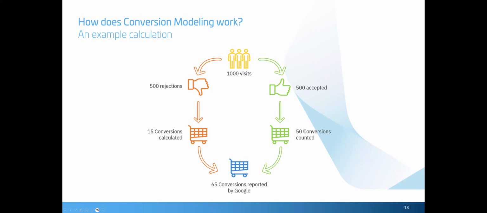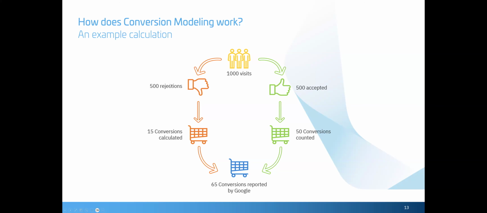These 500 accepted will do 50 conversions, and Google will track these 50 conversions. Google knows that they sent us 1,000 visits because they're coming from Google Ads, and they know that 500 accepted because that's the 500 they see. So they can calculate, wait a second, 500 rejected. So 500 users are missing in the calculation. So Google already knows there's 500 users that we don't see.